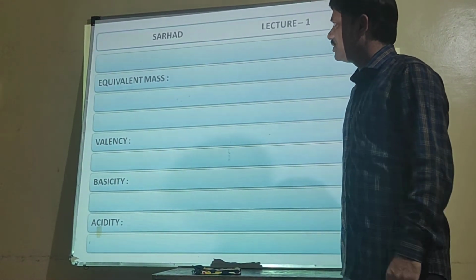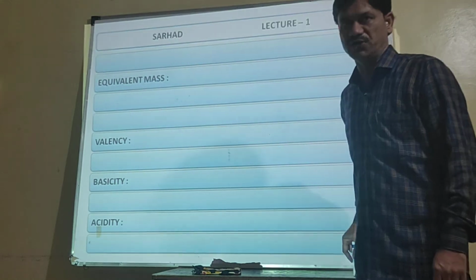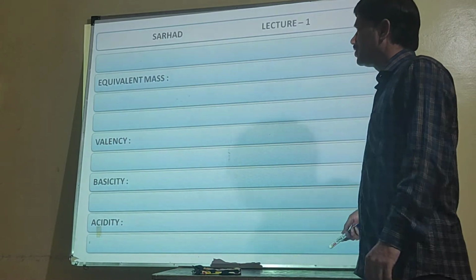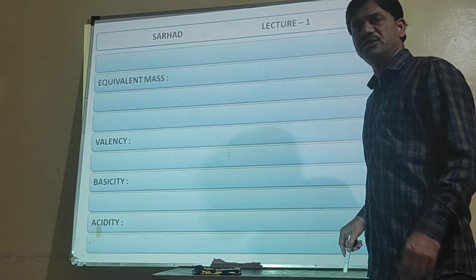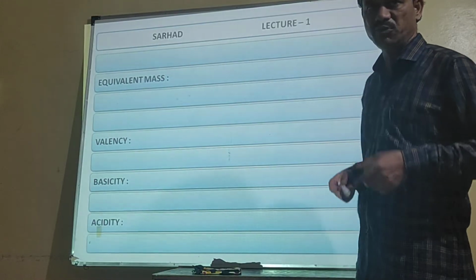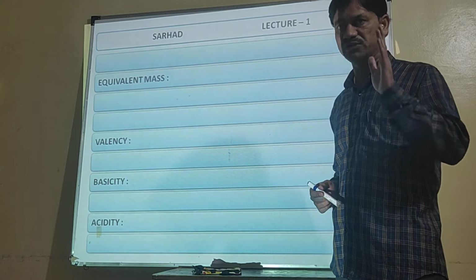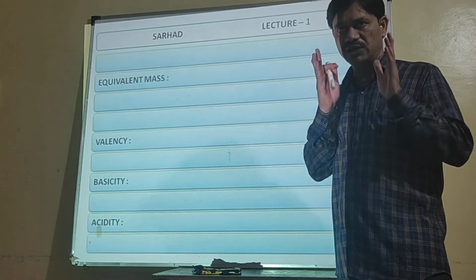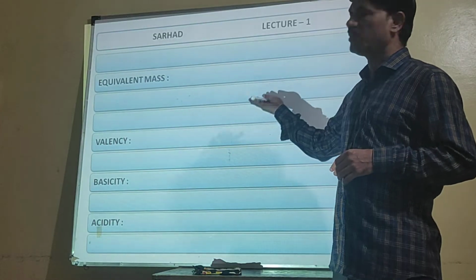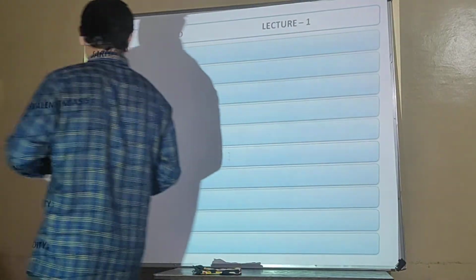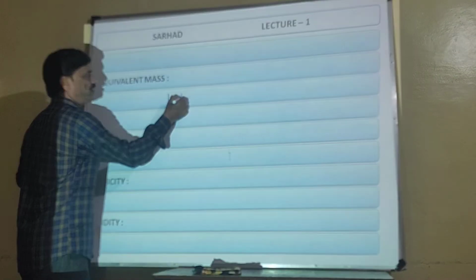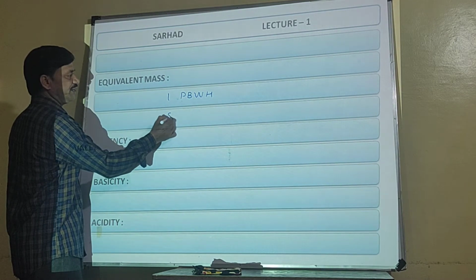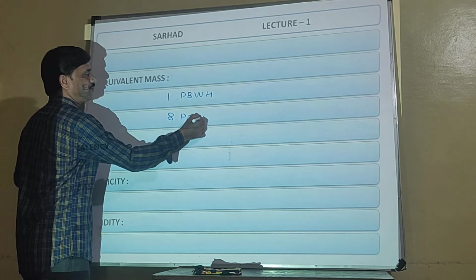In lower classes you already came across the term equivalent mass. So can you tell me what you mean by equivalent mass? In order to define equivalent mass, we take three elements as reference elements. Can you tell me the names of these three elements? One is hydrogen, another is oxygen, third one is chlorine. So what about equivalent mass? That quantity of substance which either combines with or displaces, first, one part by weight of hydrogen, second, 8 parts by weight of oxygen.